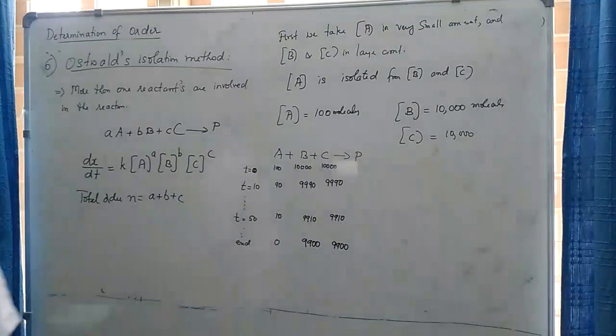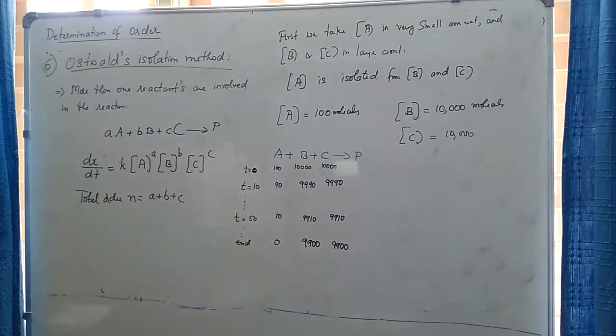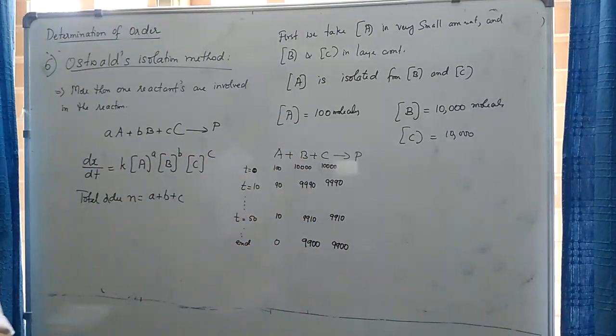99% of B and C are remaining as such, unreacted, because there are no more A molecules for reaction. So at the given interval of time, when all 100 molecules, 100% of A, has been consumed, the change in the concentration of B and C throughout the course of the reaction is only 1%. 1% of B and C has reacted and 99% is remaining unreacted. So what does it mean?